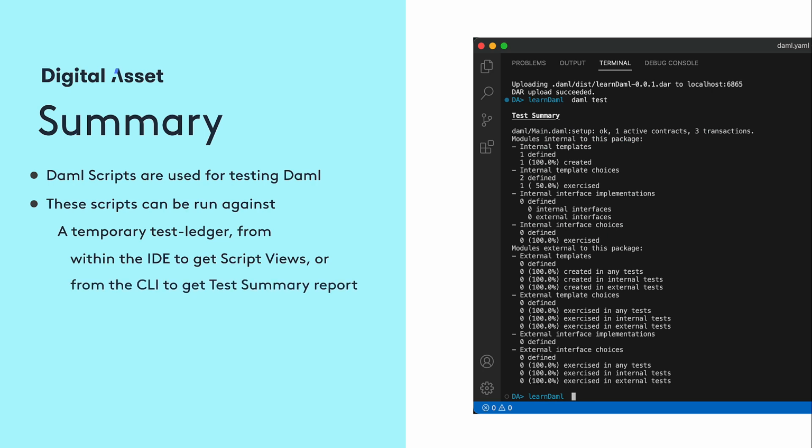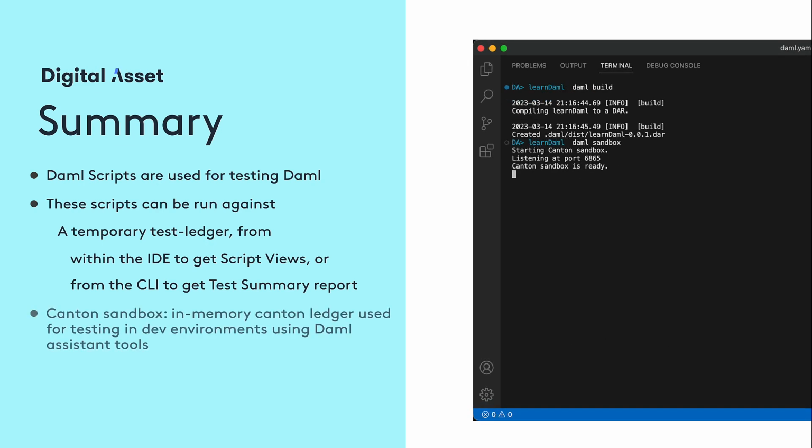We can run the scripts from a command line interface or CLI using Daml Assistance tool, that is Daml test. This option allows us to run scripts at a file level. We can run all the scripts in a file or all scripts within all the files in a project.